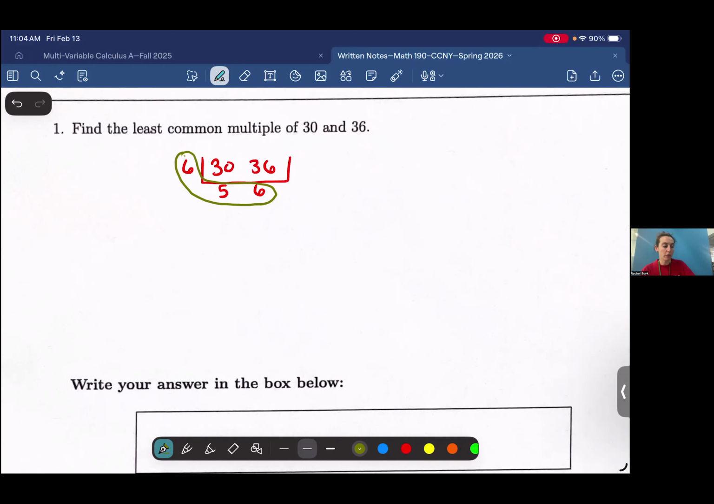This box down below is where you're going to put in your final answer. Let's go ahead and move on to question two.